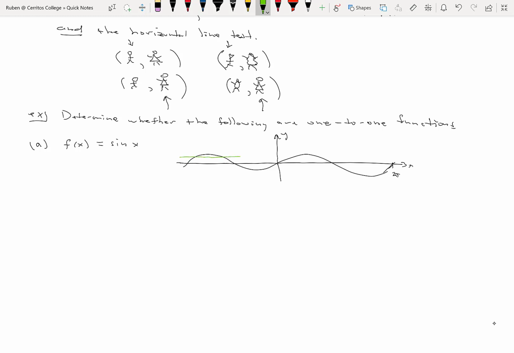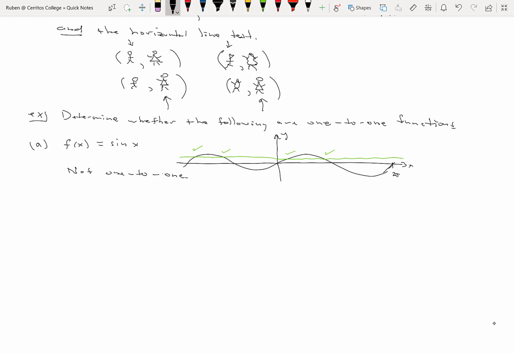So if you draw a horizontal line through the sine function, it fails the horizontal line test miserably. Horizontal lines will pass through the sine function an infinite number of times. And so the answer to this part of the problem is not one-to-one.